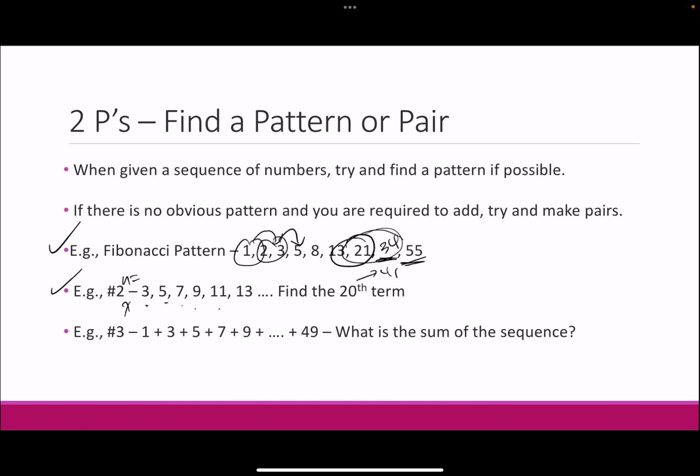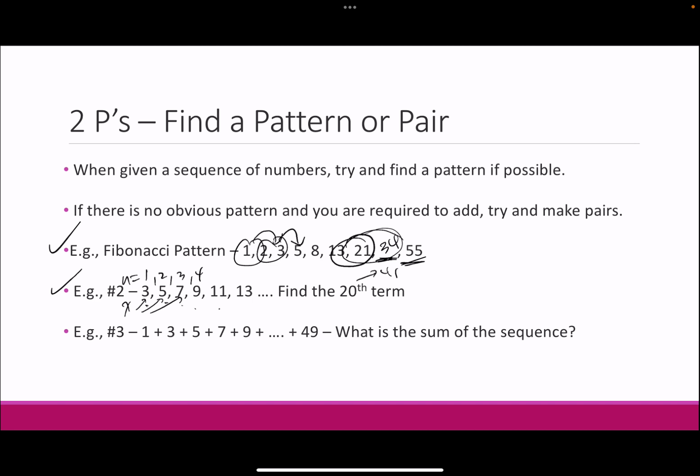N is the position number. So this is the first position, second, third, fourth. It's basically just what position does it take in the sequence. Is it the first number? Is it the second number? Is it the third? Etc. X is just what number is it? What number is that term? So obviously it's just 3, 5, 7, 9, 11, and so on.